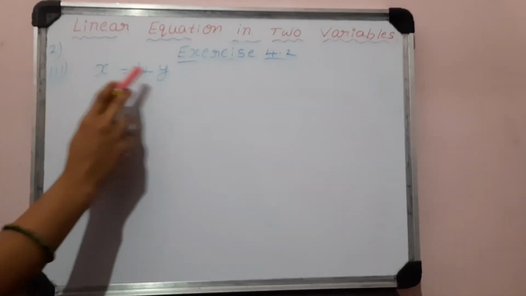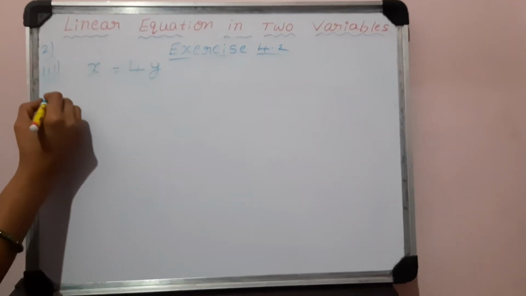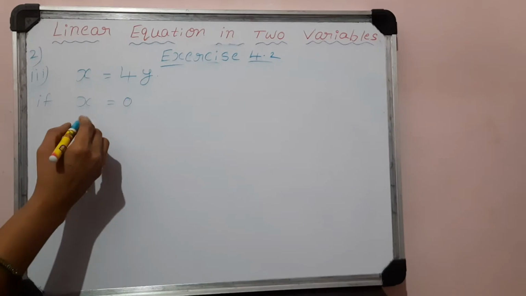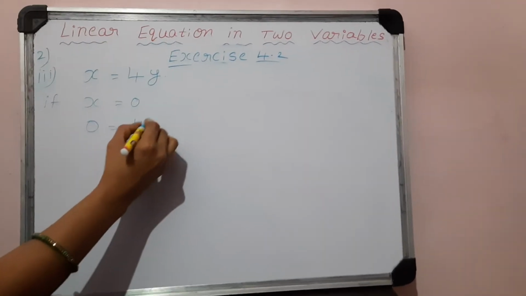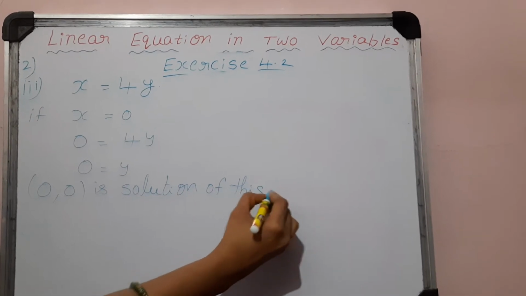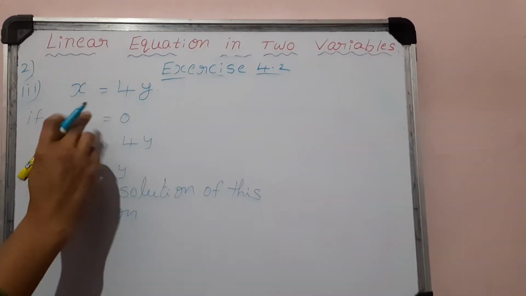x is equal to 4y. So x equal to 4y. This is the question. First case, if x equal to 0. If x equal to 0 means 0 equal to 4y. Then 0 equal to y. So 0 comma 0 is a solution of this equation. If x equal to 0, finished.